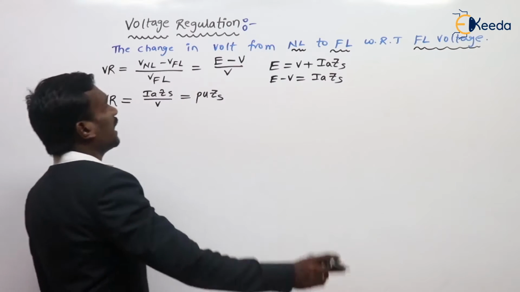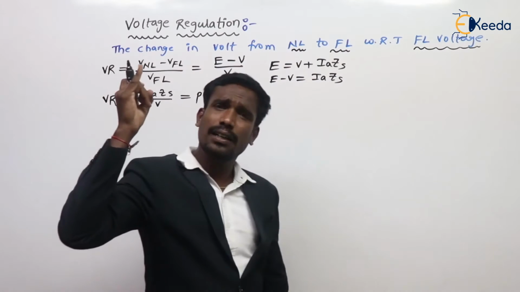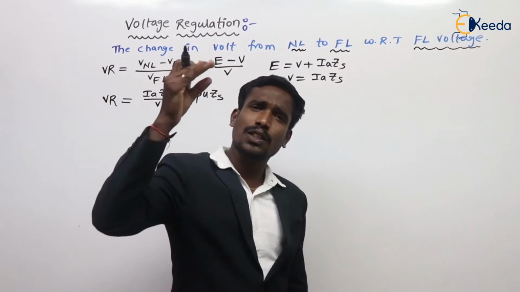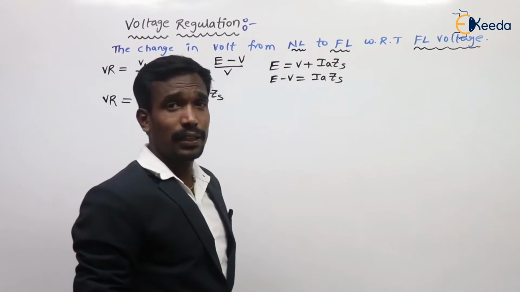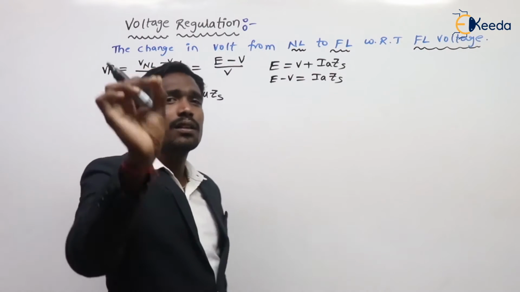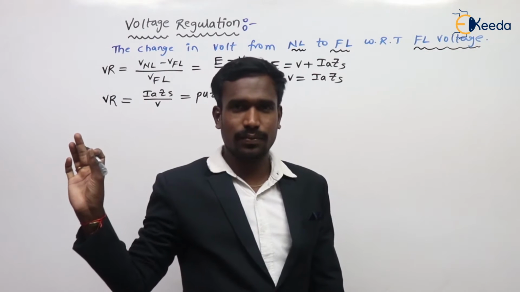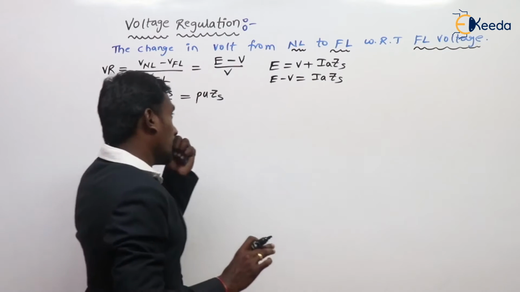So simply (E minus V) by V is the voltage regulation for DC machine, synchronous machine, power system, and wherever else. But in a transformer, this is with respect to E. Remember this point. Is it okay? Yes or no? Right. Next one.